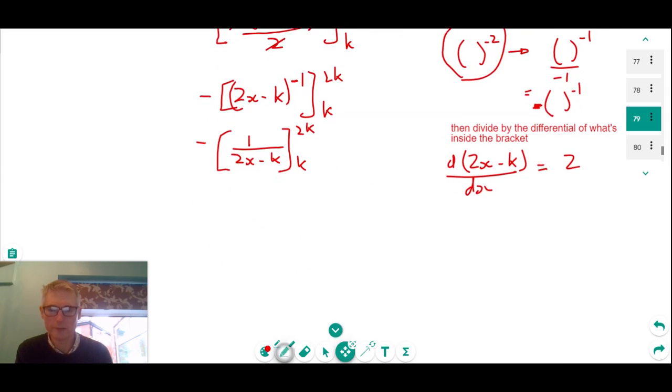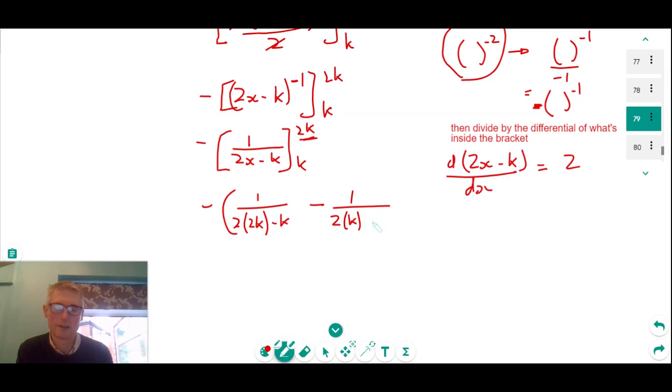If I then substitute the limits in, with the minus at the front, I'm going to have 1 over 2 times 2k minus k for the upper limit, and then minus 1 over 2 times k minus k for the lower limit. Hold on, let me put the equals there. So that's now going to tidy up to being, inside the bracket, 4k minus k, which is 3k, and in the second one we've got 1 over 2k minus k, which is 1 over k.